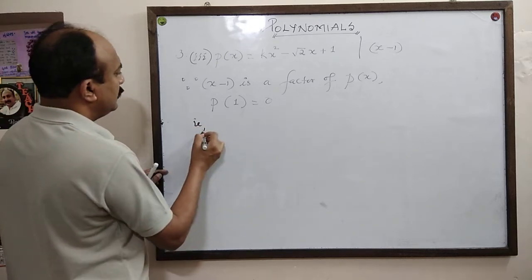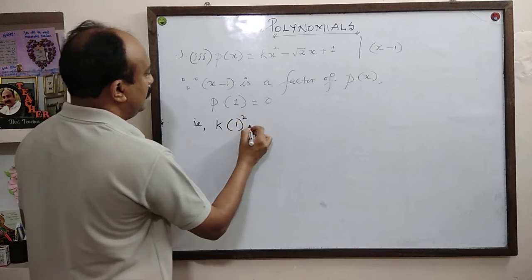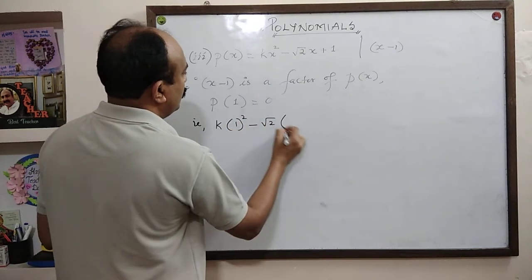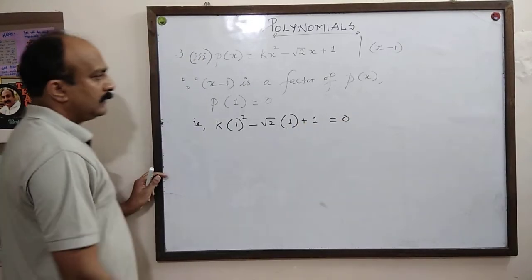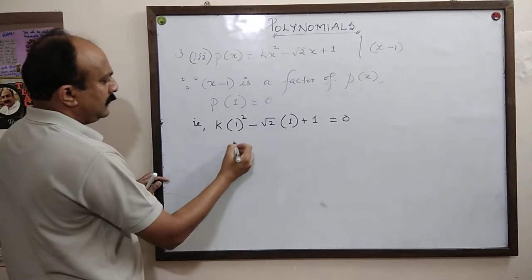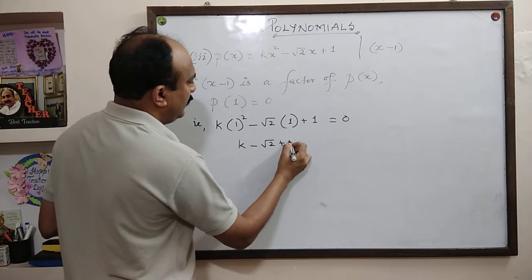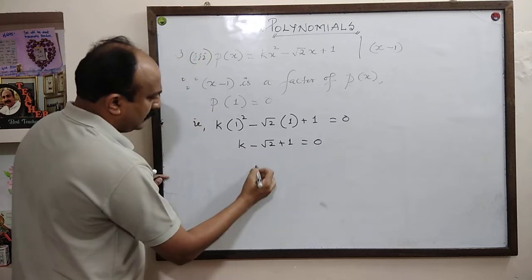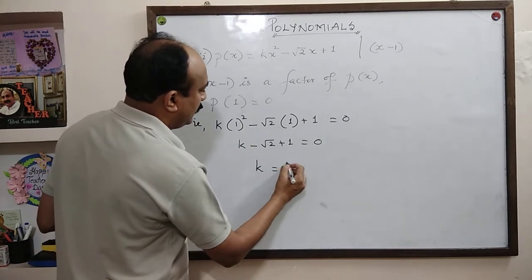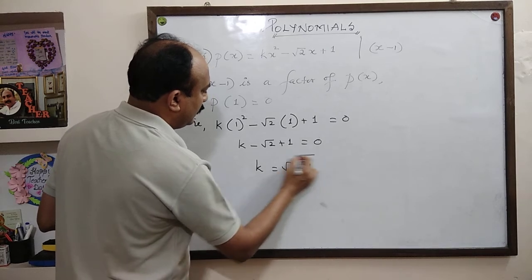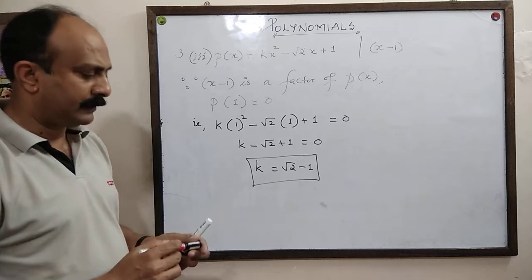That is P of 1: k into 1 square minus root 2 into 1 plus 1 equal to 0. That is k into 1 square is k, minus root 2 plus 1 equal to 0. Keeping k here and taking the other two terms to the RHS, it becomes root 2 minus 1. So the answer is k is equal to root 2 minus 1.